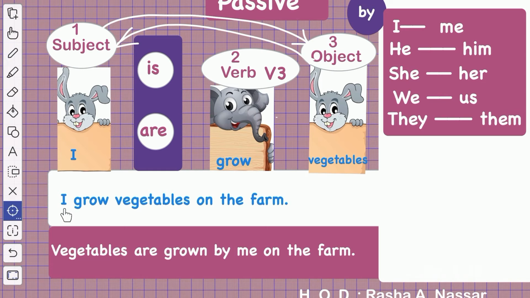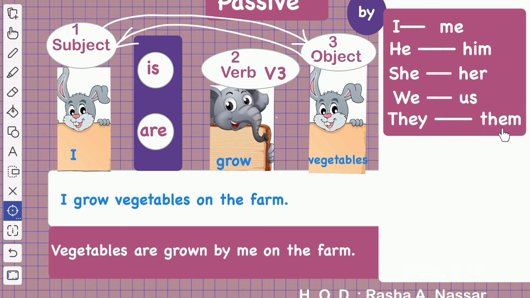If here the pronoun is he, it will be changed into him. If the pronoun is she, it will be changed into her. If the pronoun is we, it will be changed into us. And if the pronoun is they, it will be changed into them. So when I write by and I want to write the first word in the place of the third word after by: if the word is the pronoun I, it will be changed into me. If the pronoun is he, him. If she, her. If we, us. And if they, them.